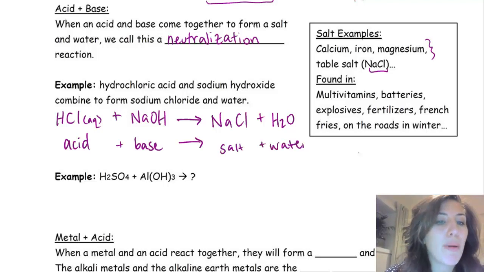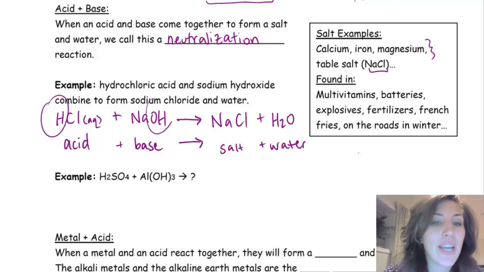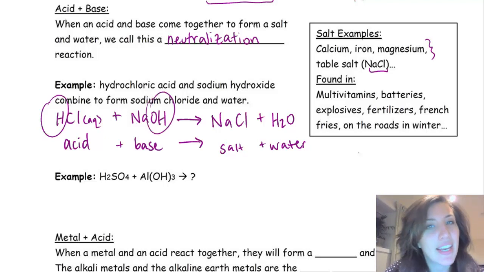And one more time, just to remember that this is an acid, we've got the H at the beginning, the hydrogen positive ion, and we have the OH at the end of this one, the negative hydroxide ion.